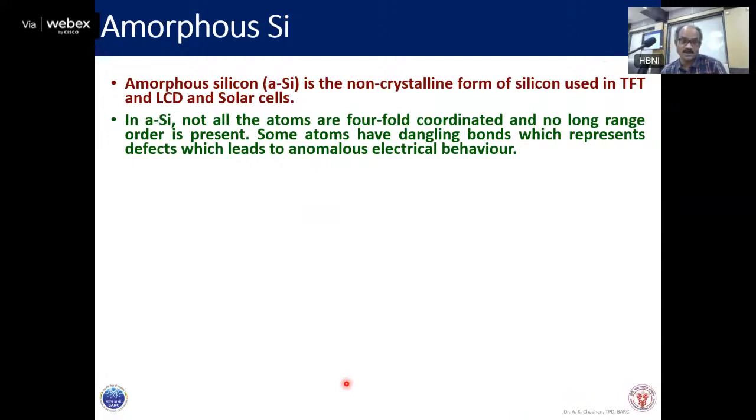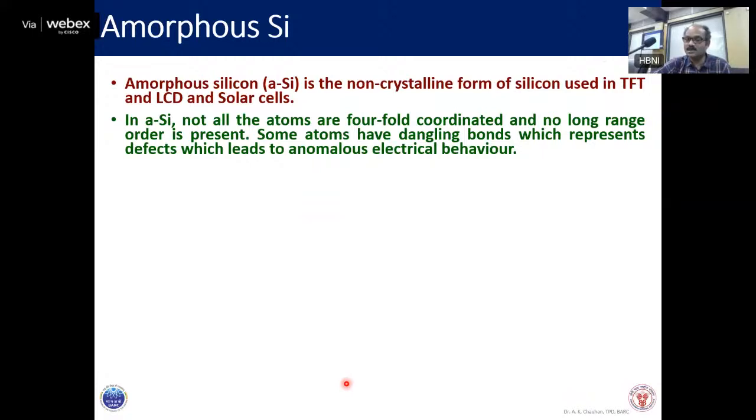Amorphous silicon is actually very important. It is a non-crystalline form of silicon, which is used in thin film technology, LCDs and solar cells. In amorphous silicon, not all the atoms are four-fold coordinated like in the crystal. In the crystal, every silicon atom is tetrahedrally coordinated with another silicon atom.